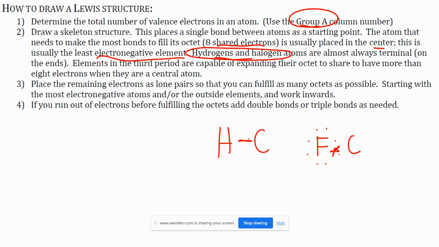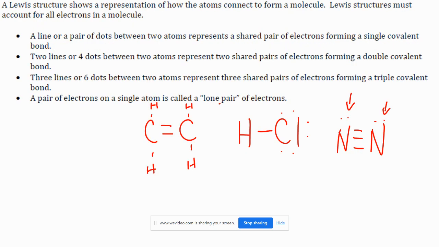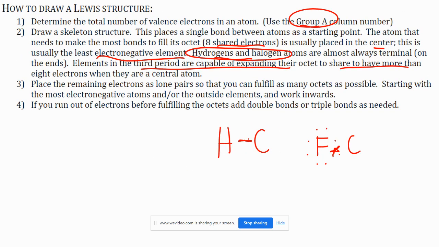All right. Then, continue. Remember your third period, they can expand their octet. We talked about that in regular chem back in the day. Okay. And then you're going to share. That's when the central atom has more than it can hold. We'll get into that in another few slides or tomorrow. I don't remember when. Place the remaining electrons as lone pairs so that you can fill as many octets as possible, starting with the most electronegative and working your way in. And then if you run out of electrons, that's when you've got a double and triple bond.